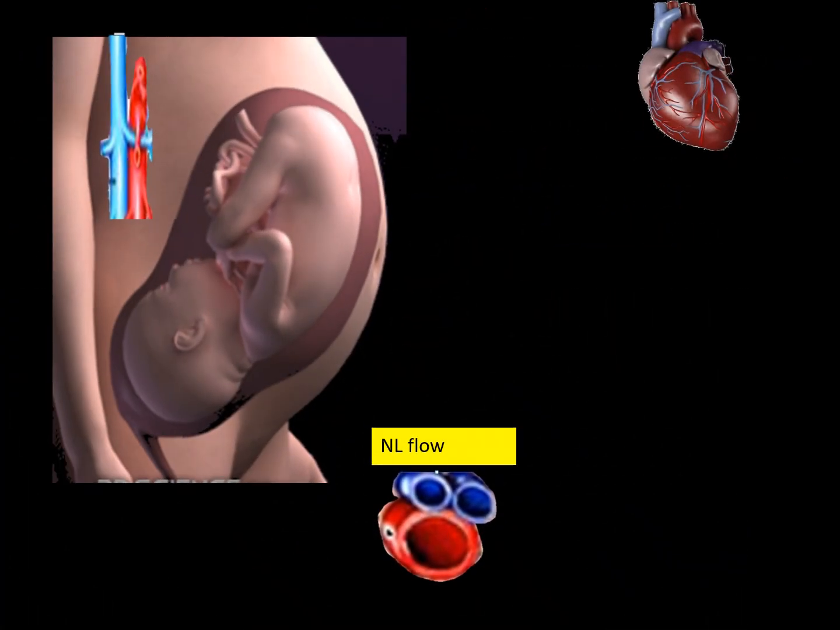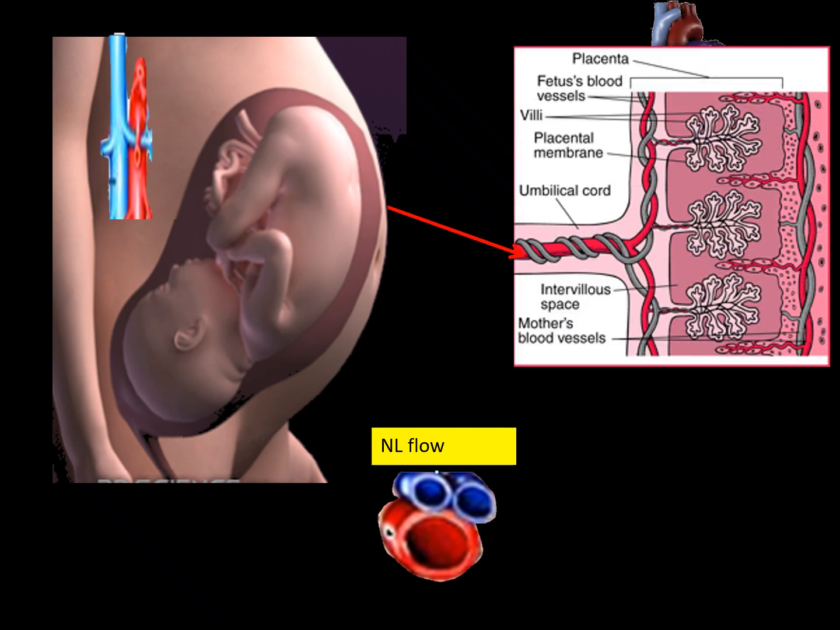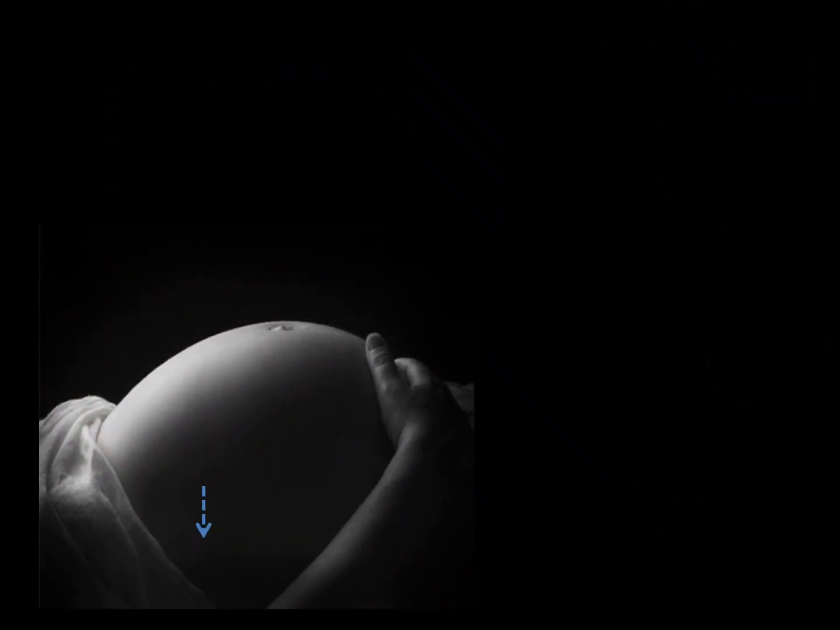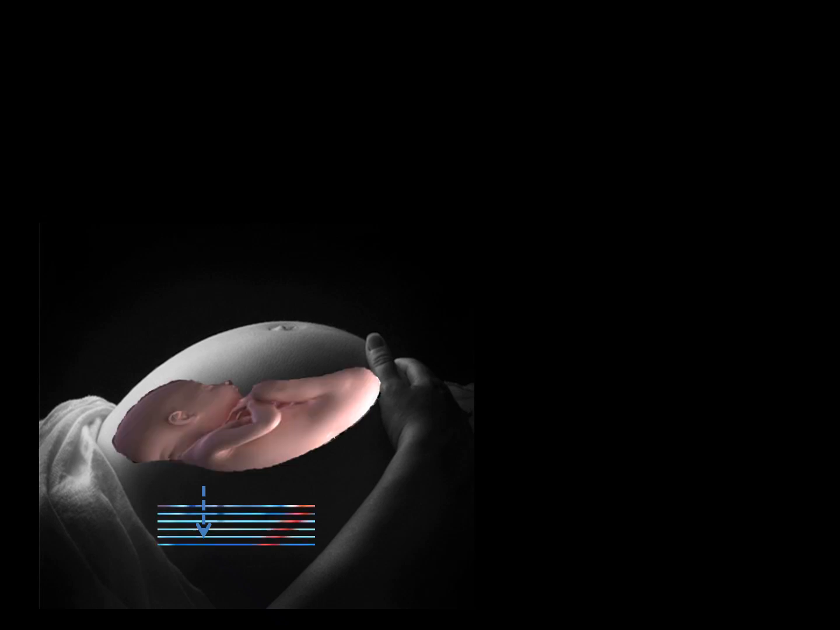Another factor which can influence the variability and the fetal heart rate is the position of the mother. If the woman is sitting, standing, or in the lateral position, there will be enough blood flow, and this leads to normal perfusion and a normal CTG. But what happens if the woman is lying on her back?